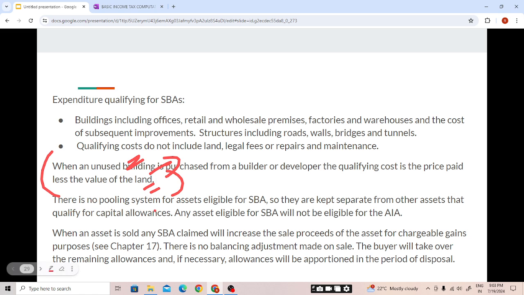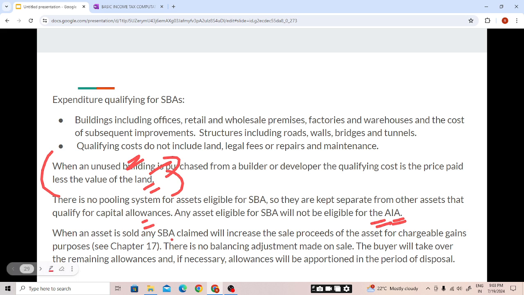There is no pooling system for assets eligible for SBA, so they are kept separate from other assets that qualify for capital allowances. Any asset eligible for SBA will not be eligible for AIA. So for structures and buildings allowance, we will not be claiming AIA. The AIA will not be available.